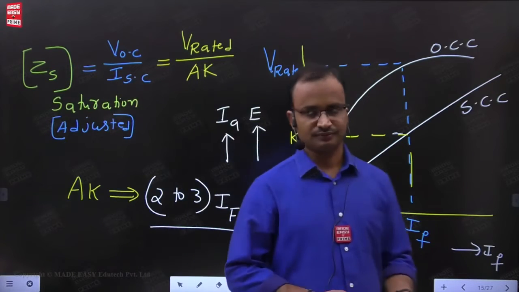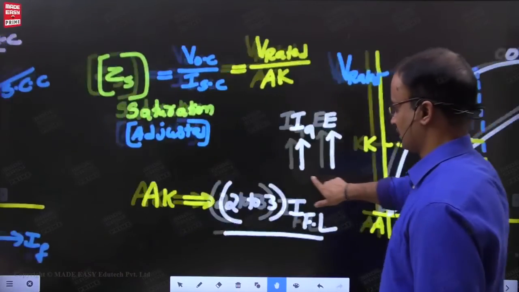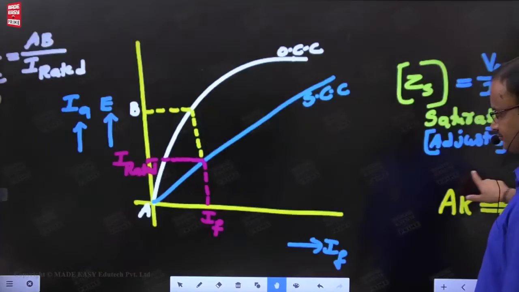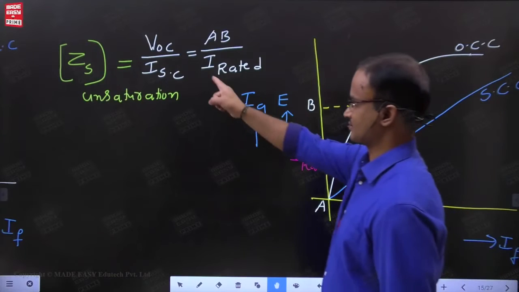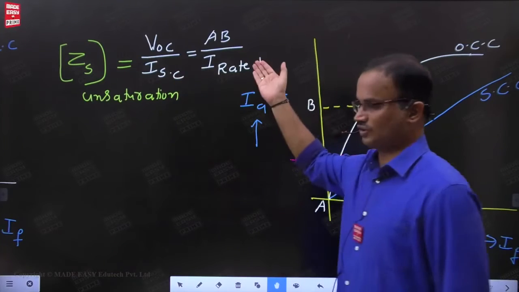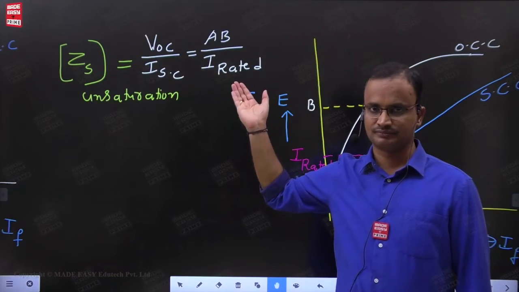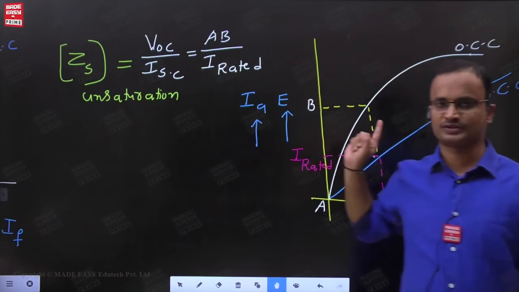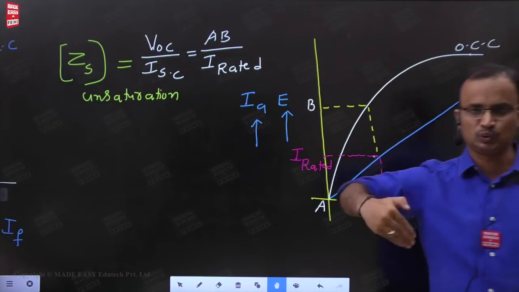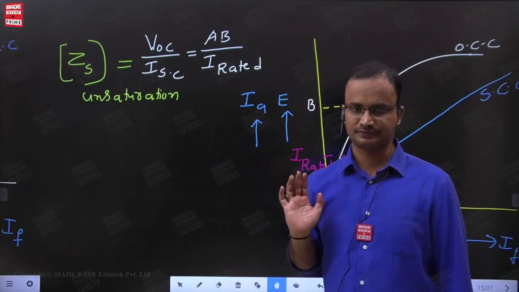मगर इधर देखिए, previously we discussed the unsaturated synchronous impedance. In case of the unsaturated synchronous impedance, what is the short circuit current exactly equal to here? Rated current. Just compare both. Unsaturation के लिए rated current. Now for saturation, it is approximately 2 to 3 times the rated current.